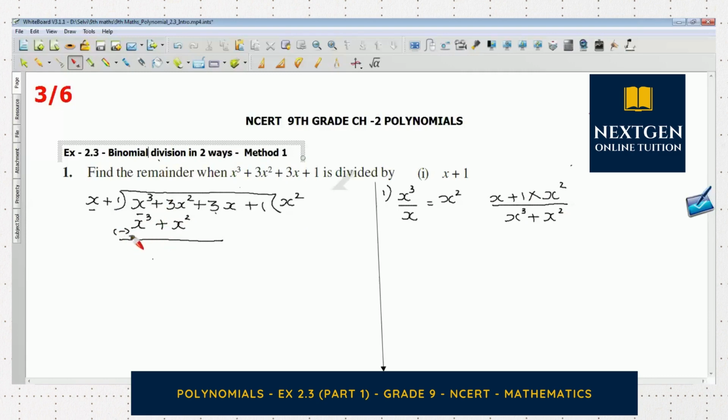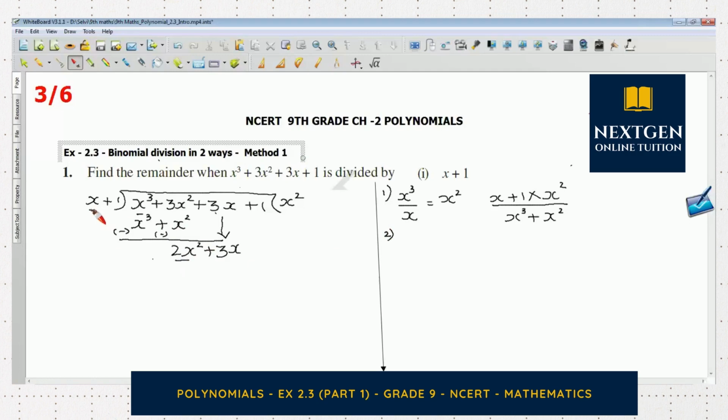On subtracting, both would get cancelled, and here I get 2x square, and I bring down the next term to get the new dividend. Since I have two terms in my divisor, I take the first two terms of the dividend, and then the next two terms. Okay, can you understand?